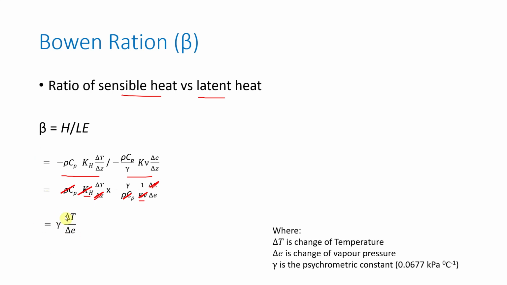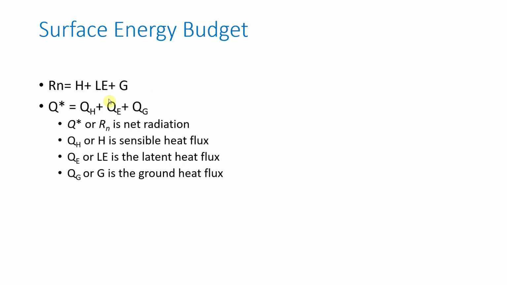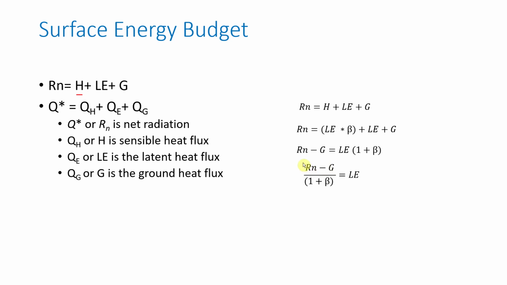So if we have the Bowen ratio, then we can compute latent heat in our energy budget. So we can substitute H from this equation. That will be net radiation is equal to latent heat times beta plus latent heat plus ground heat flux. And we can come to this equation, which is the latent heat.